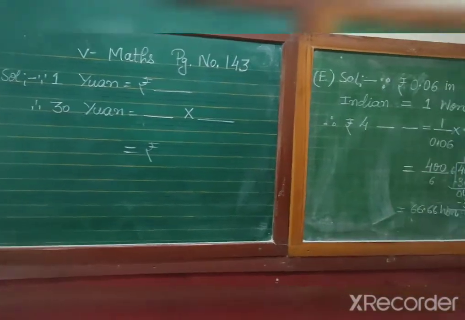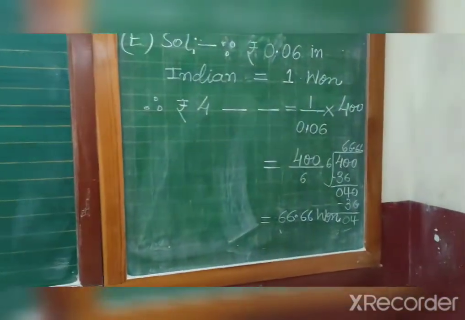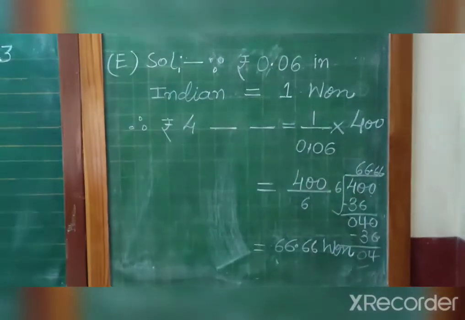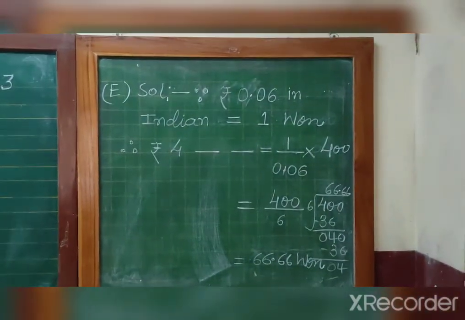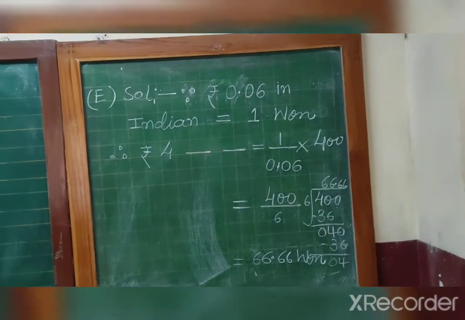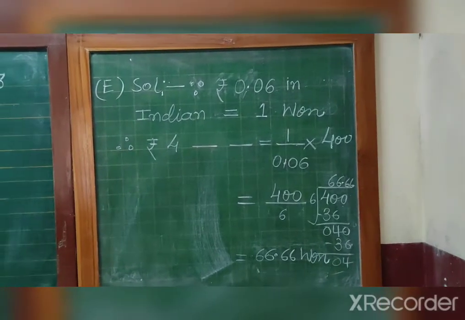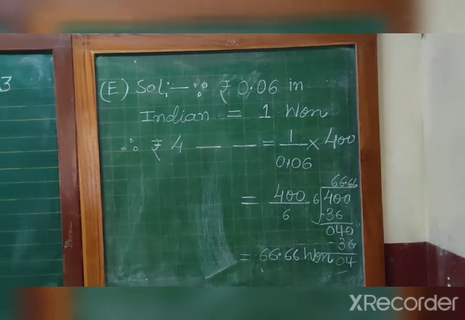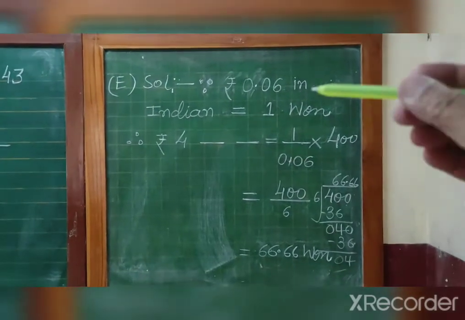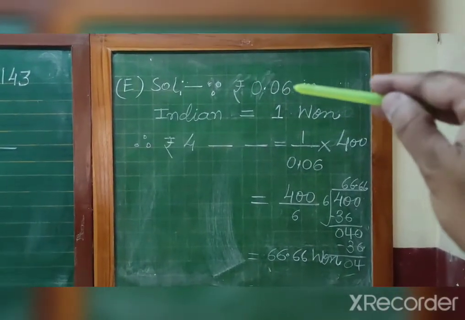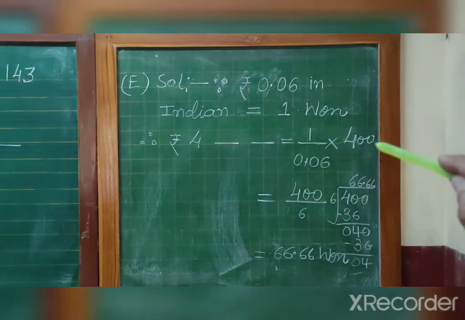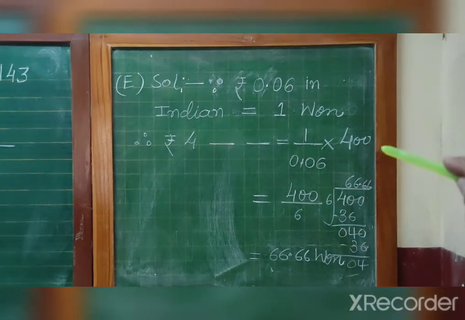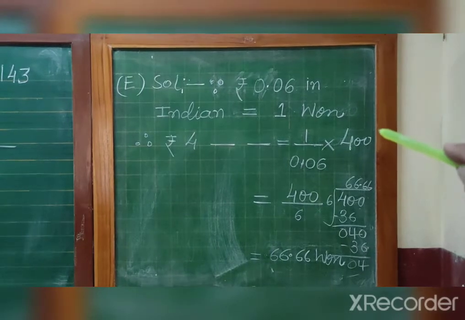Now the next sum is: Korea is given. Rupees 0.06 in Indian currency is equal to 1 won from Korea. So rupees 4 is equal to, this number you will take in the numerator, this you will take in the denominator, and this you will take in the numerator.